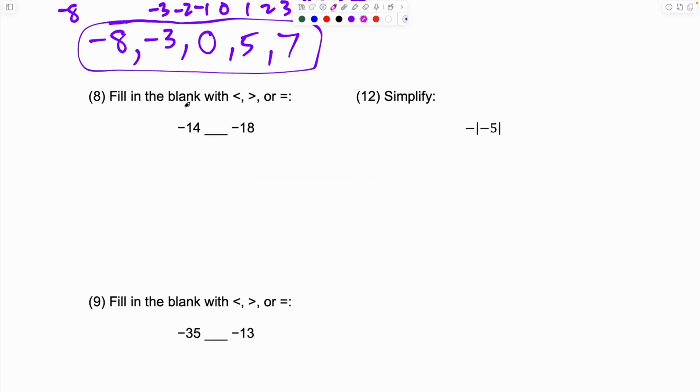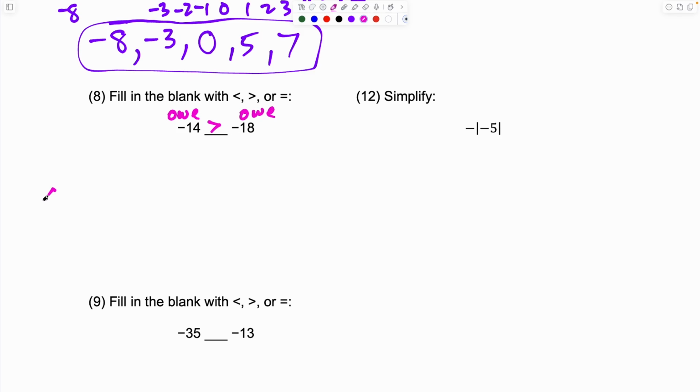Question 8, we have to fill in the blank with a less than, greater than, or equal to. So here, once again, let's think of the negative numbers as debt. Pretend that for a moment you owe $14, and in another scenario you owe $18. Which scenario is worse? Well, owing $18 is worse than owing $14. So if you owe $14 compared to owing $18, you have more money when you owe 14 than when you owe 18. So we could say negative 14 is greater than negative 18.